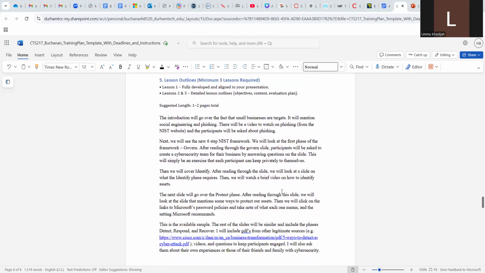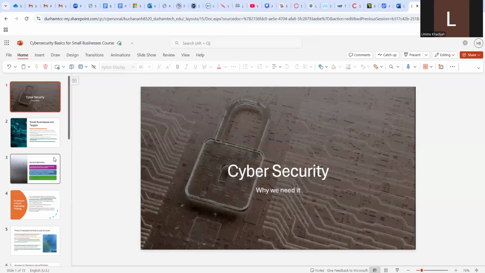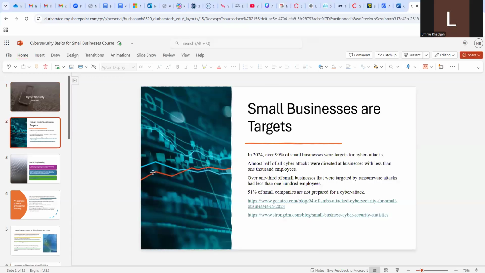Looking at the lesson outline, a minimum of 3 lessons. Okay. The introduction will go over the fact that small businesses are targets. It will mention social engineering and phishing. There will be a video to watch on phishing from the NIST website. The NIST website had several beneficial videos, and participants will be asked about phishing. So, introduction here, cybersecurity and why we need it. We have an introduction to point out that small businesses are targets.